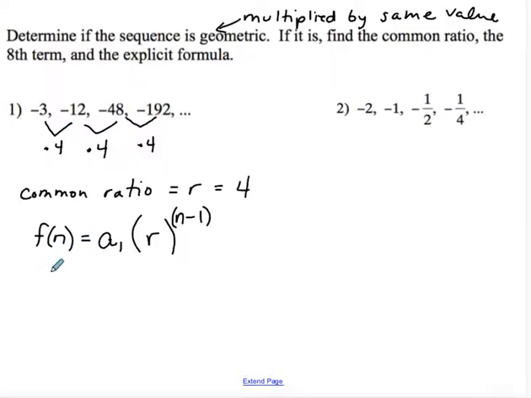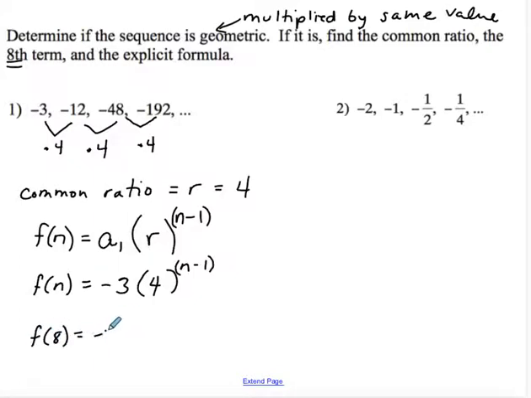So in other words, for this case, I'm going to write the function of n when my starting value is -3. So I've got -3 times my common ratio, which is 4, to the n minus 1 power. And that's my rule. So now if I wanted to solve that for the 8th term, for example, I could plug in f of 8 and say, well, I'm going to multiply -3 times 4 to the 8 minus first power.